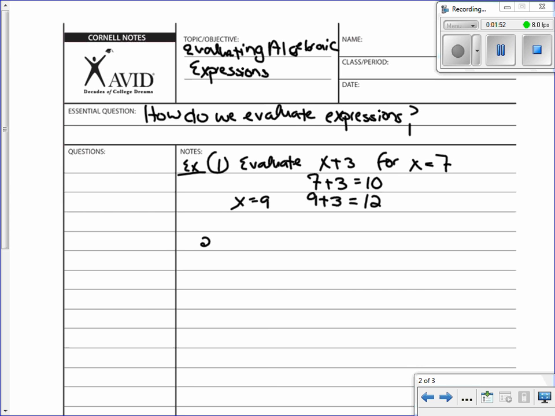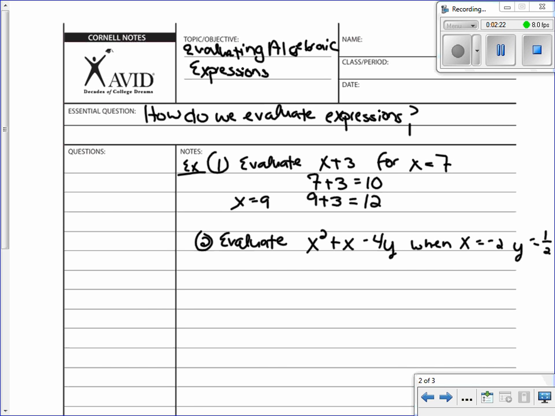Example 2. Evaluate x squared plus x minus 4y when x is equal to -2 and y is equal to 1/2. So sometimes you'll have more than one variable. In example 2, we have two variables. We have x and we have y.